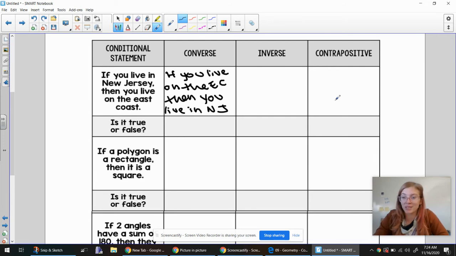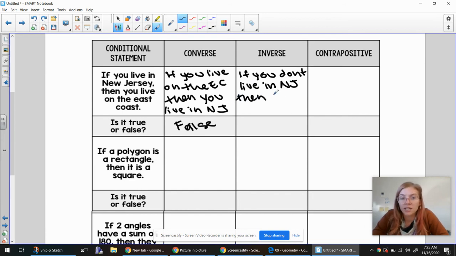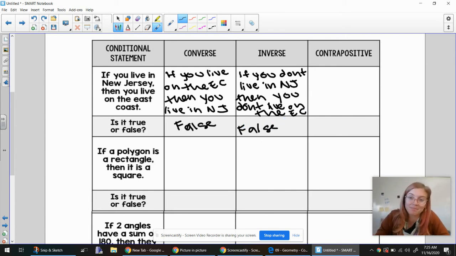Well, I grew up on the East Coast and I grew up in North Carolina, not New Jersey, so I know that this statement is false. So although the conditional statement is true, the converse is false. The inverse would be, if you don't live in New Jersey, then you don't live on the East Coast. This is also false because I did not live in New Jersey, but I did live on the East Coast.